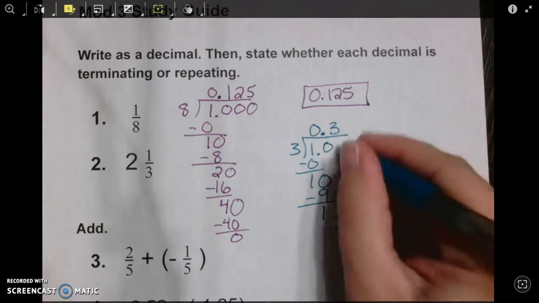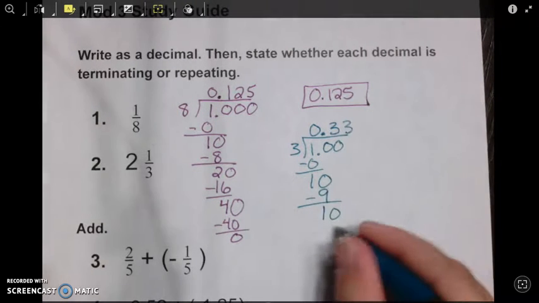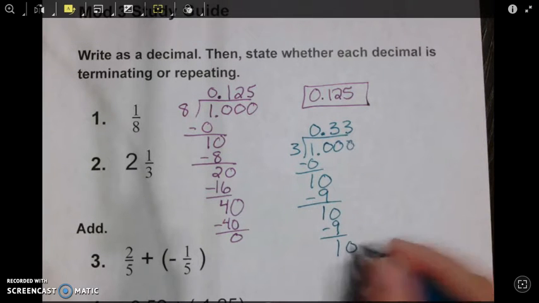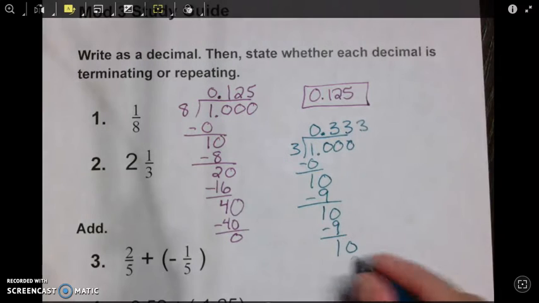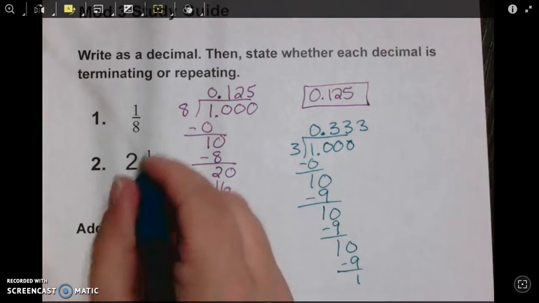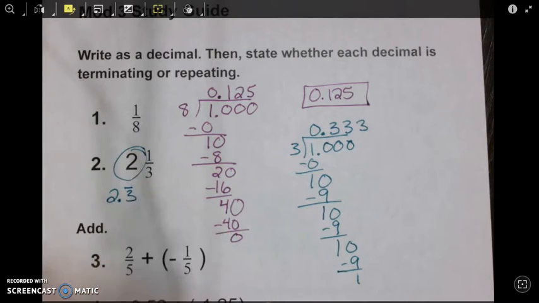You get 1, add a 0, bring it down. 3 goes into 10 3 times. 3 times 3 is 9. Alright, see a pattern going on here? We're going to get this every single time. It's just going to keep going on forever and ever. So it's 3 repeating, but there's this 2 in front. So it's 2.3333333 repeating.